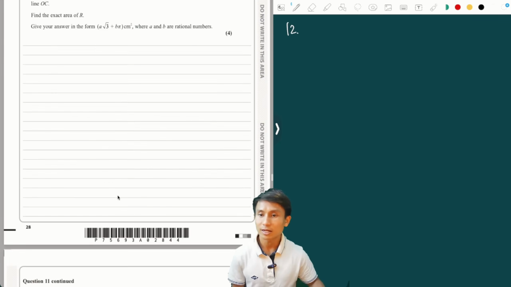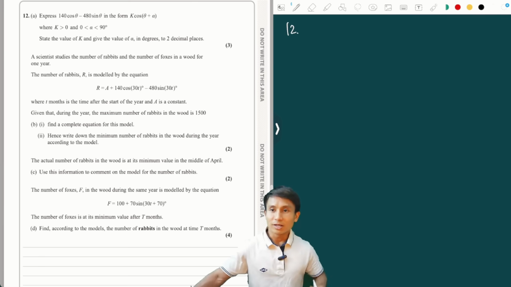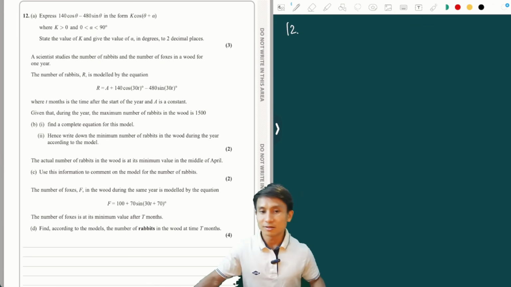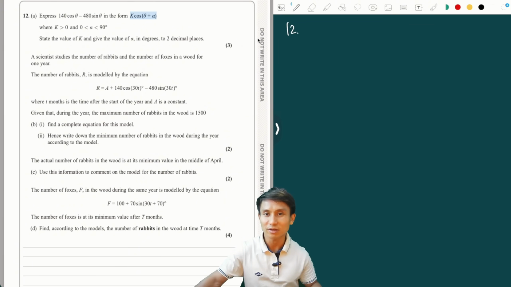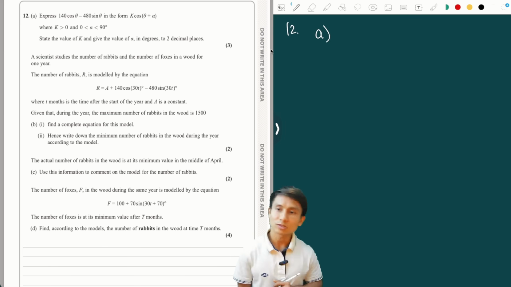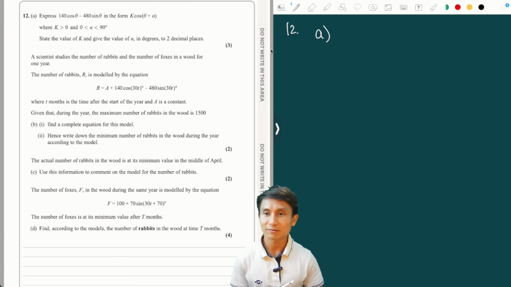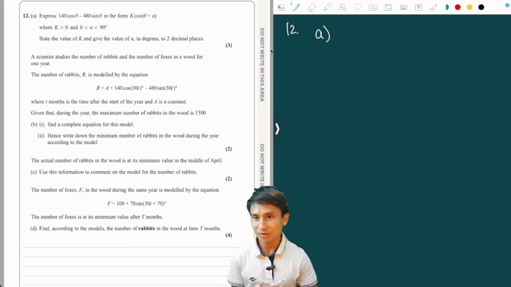Okay, next question, number 12. Harmonic function, i.e. the thing you see right here, asking to express that in the form of that. This is a harmonic function. It's just a single trig function from a mix of multiple functions from this. Yeah. Okay. So express 140 cos theta minus 480 sine theta in the form of that.